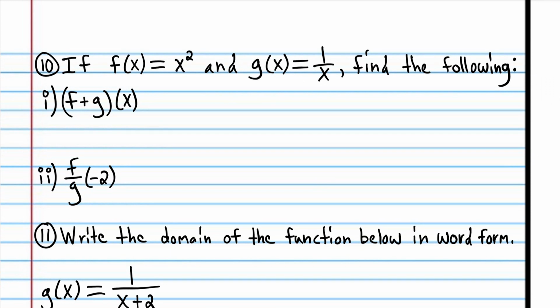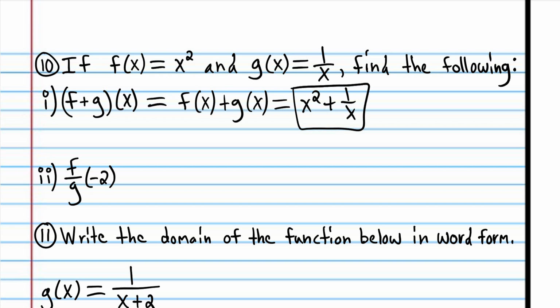Okay, we're back. So f plus g of x is just notation that means f of x plus g of x. And we know f of x is x squared, and we know g of x is 1 over x, so you're done. That's it. So it's pretty easy. f over g of -2 means f of -2 over g of -2.